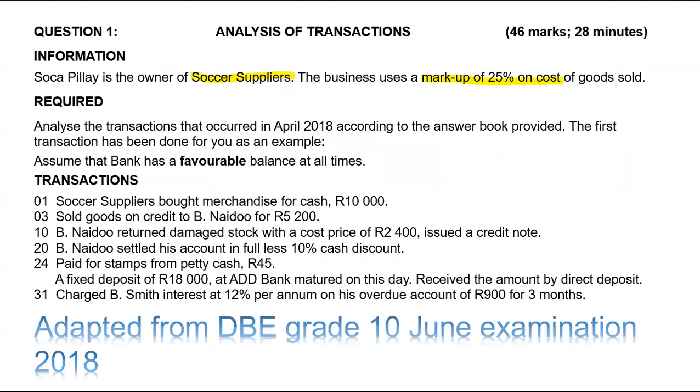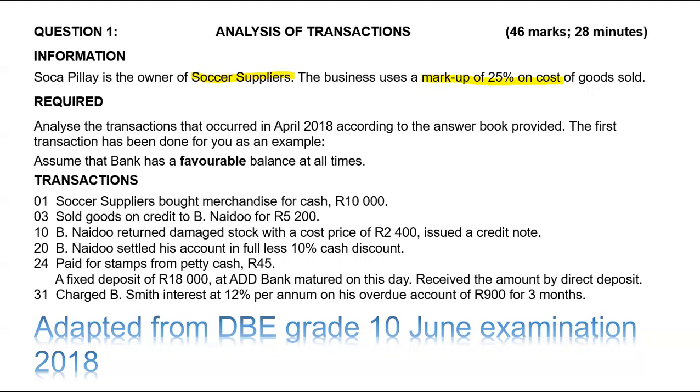On the 3rd, we sold goods on credit to B90 for 5,200. In that question, please note whenever we sell goods, 4 accounts are affected. If we sold it on credit, we debit debtors control, we credit sales. Sales is income, so income increases on the credit side. Debtors control is an asset, and it increases on the debit side whenever customers owe us more. Both of those accounts will increase at selling price.